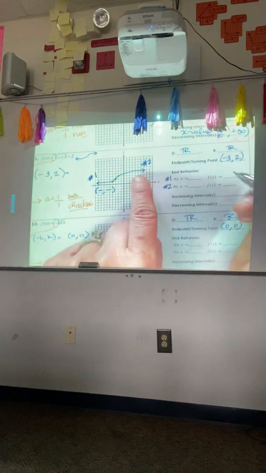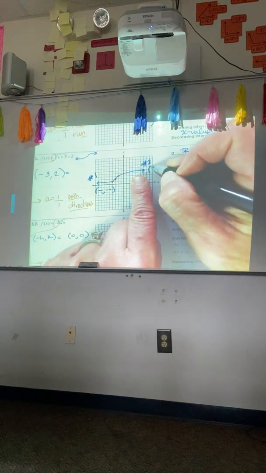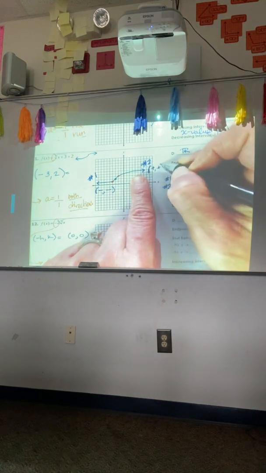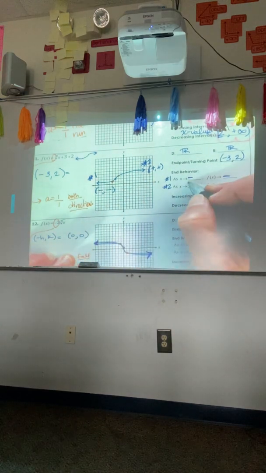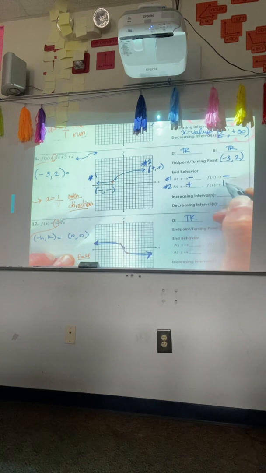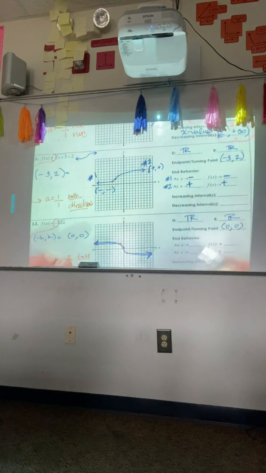What about this end right there? It can't go anywhere but up, so positive, positive. So one of these will be negative, negative. One of these will be positive, positive. And what do I have to stick on it? Infinity.